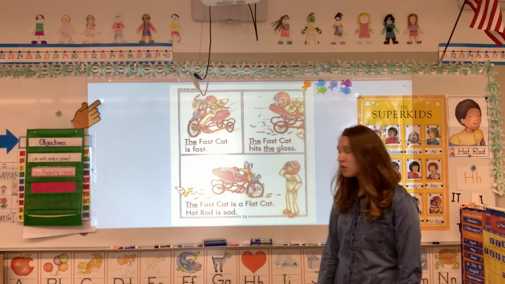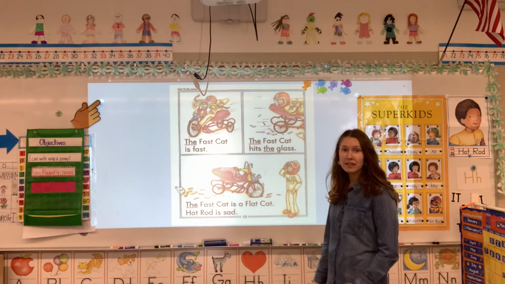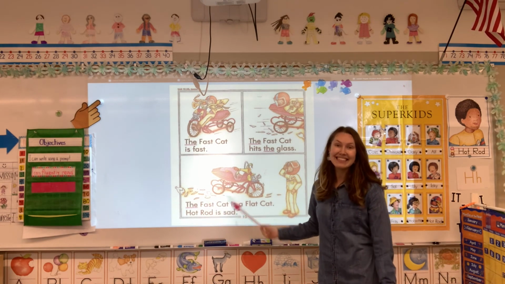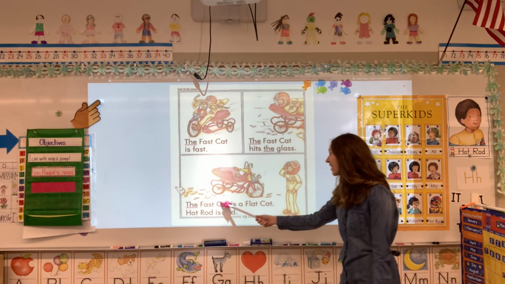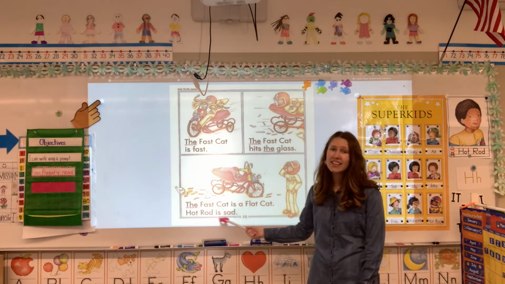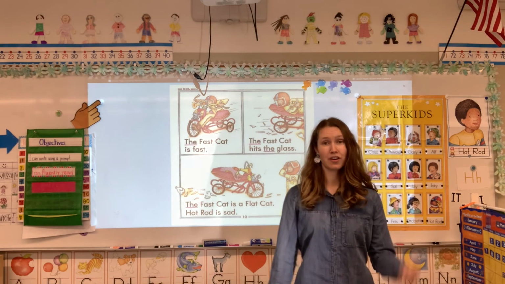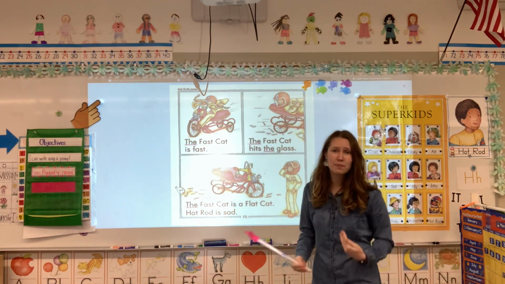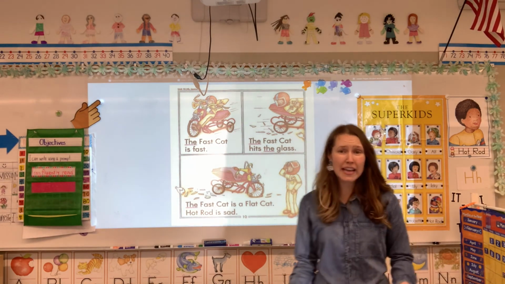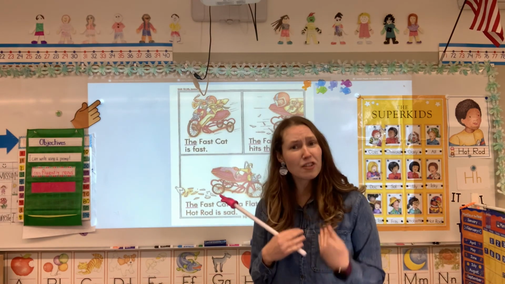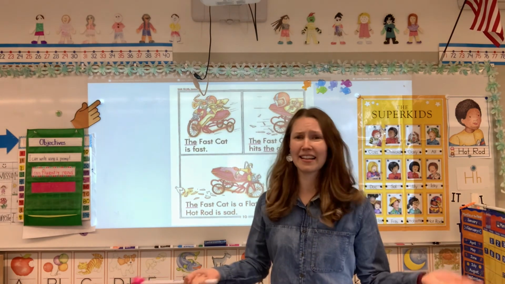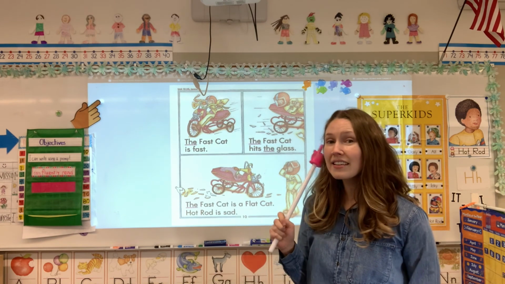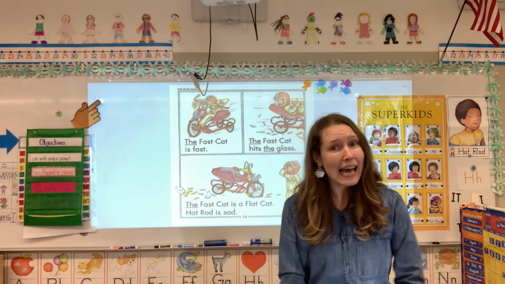That's a bummer. So if I was going to read this sentence with expression, tell me which one sounds better. The Fast Cat is a flat cat, Hot Rod is sad. Or should I say, the Fast Cat is a flat cat, Hot Rod is sad. Which one sounded better, the first one or the second one? The second time, because I'm using expression. Hot Rod is feeling sad on this page, so I'm going to use my sadder voice to talk about it. Because it doesn't make sense if I make it sound like he's excited when it tells me that he's feeling sad. So then the listeners will know, oh no, something bad happened to Hot Rod.